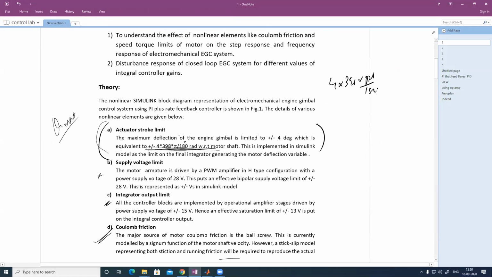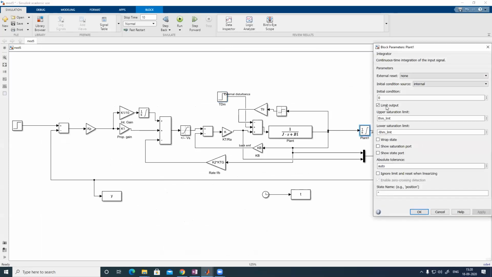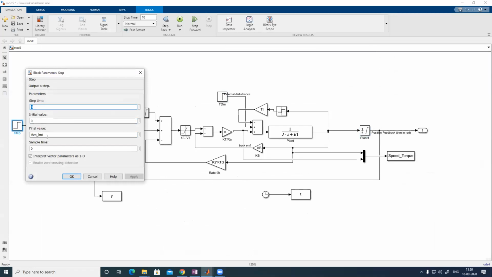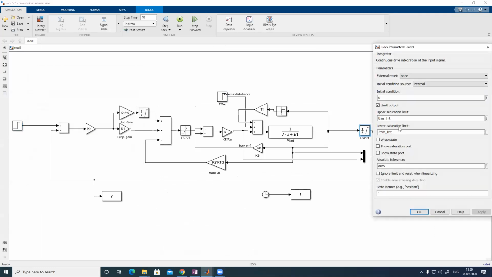So this is corresponding to 4 degrees in the output. So you have to limit that one by theta m limit. So you have to give 100% command amplitude. 100% command amplitude means you have to give a maximum of 4 degrees. So for the 100% command amplitude also, the final value is theta m limit, and this integrator limit also is theta m limit.